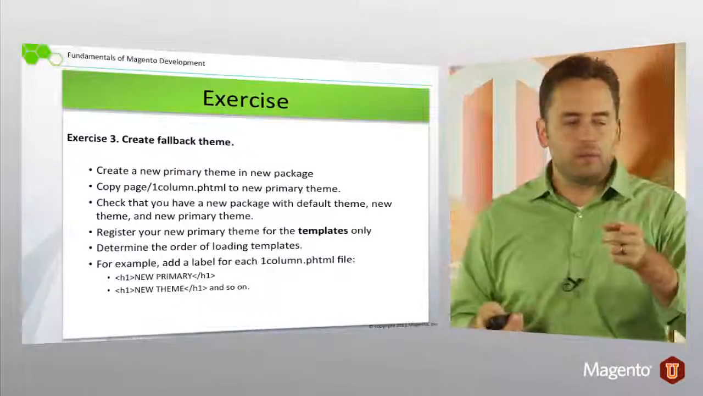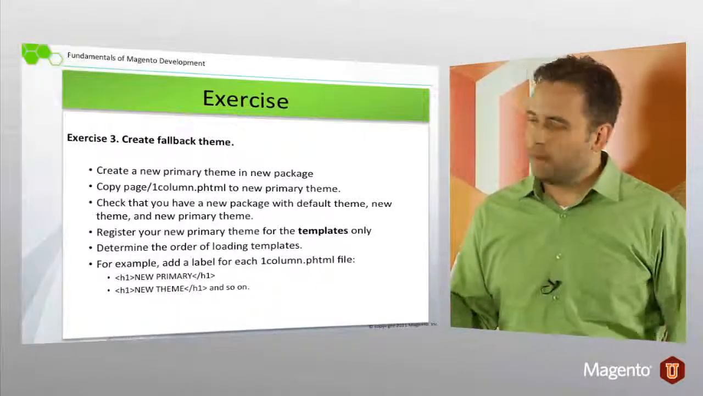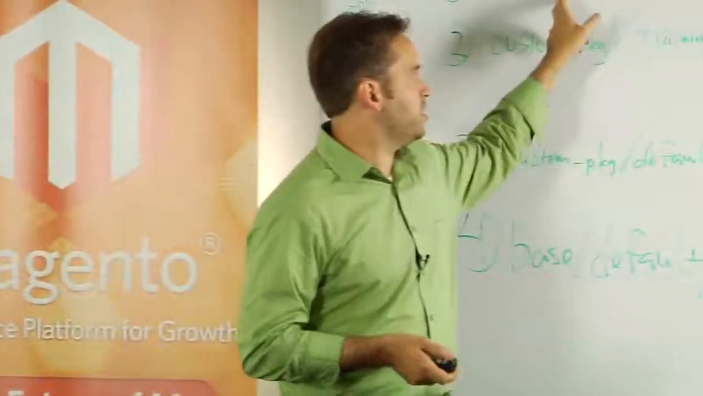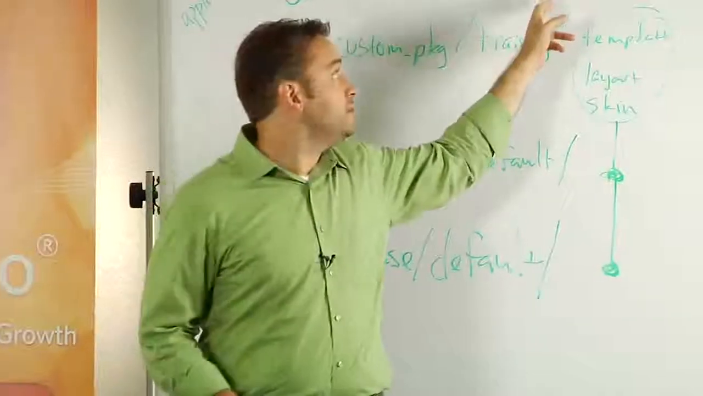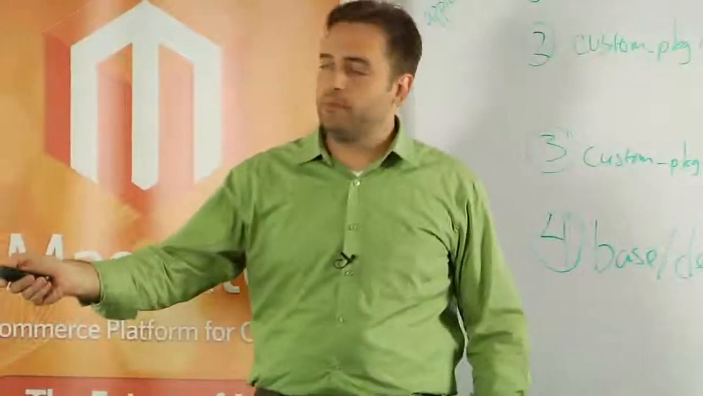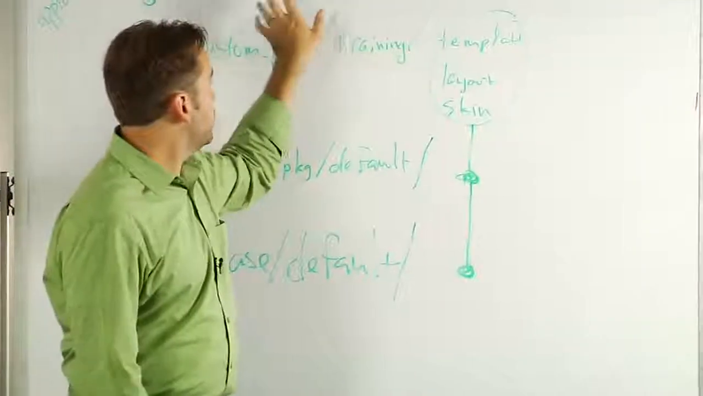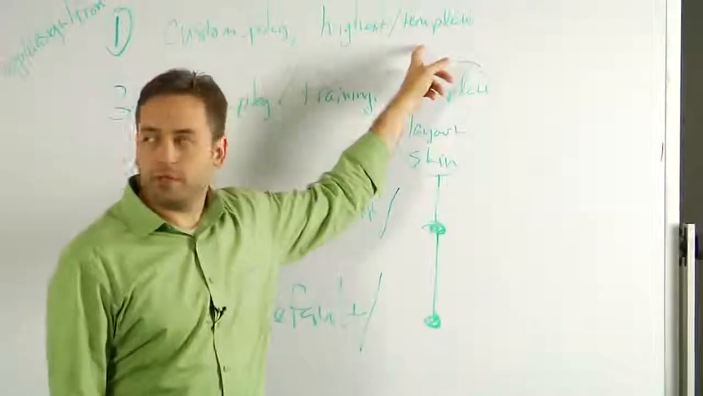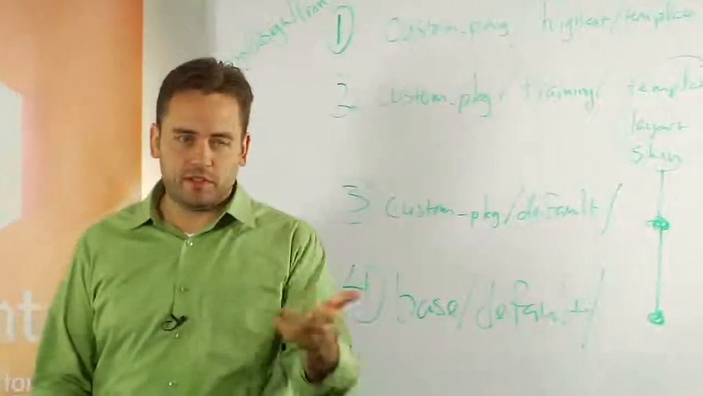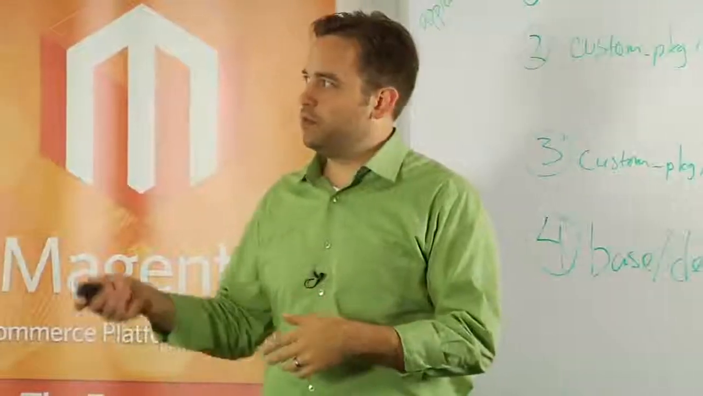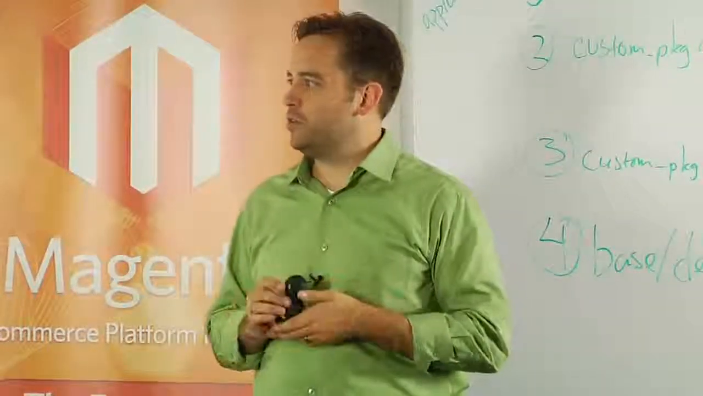So we'll create a folder under custom package, and we could say custom, for example, like I just did. And then we just need to set the same path information under template. So it'd be custom package, custom theme, template, page, 1 column. And then once we save the configuration to use our theme, we have that. So you have a new package with default theme, new theme, and primary theme.